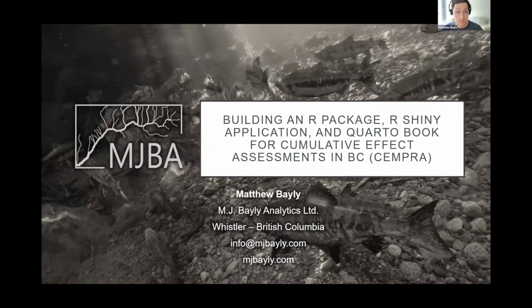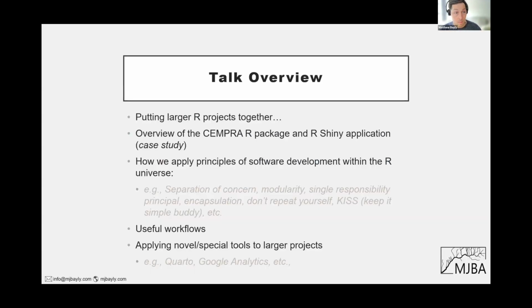My talk is building an R package, R Shiny application, and Quarto book for cumulative effects assessment in BC. Just a quick overview: putting together a large R project, using this CEMPRA application as a case study of an R project and Shiny application. The theme of the talk is how we can apply principles of software development within the R universe, such as separation of concerns, modularity, and so on. I'm going to highlight some useful workflows, and then briefly at the end, if there's time, talk about some novel and special tools.